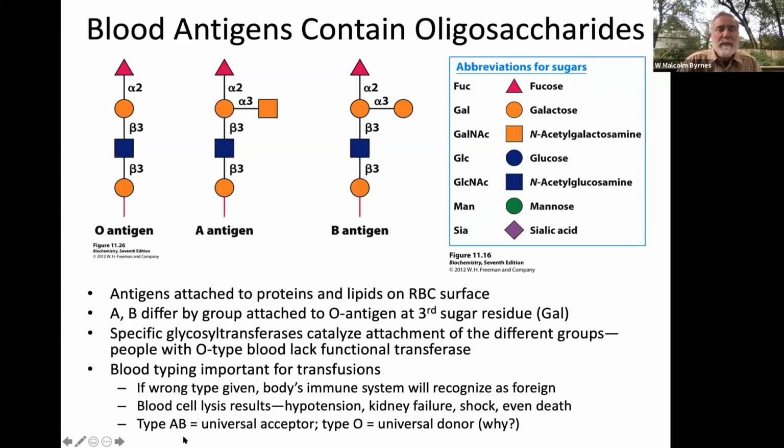Okay. People who have type AB blood are known as universal acceptors. People with O negative in particular are called universal donors. And you can think about why that's the case. Why, for example, someone with type O blood would be a universal donor, and why someone with type AB could accept any kind of blood. I'll let you think about that.